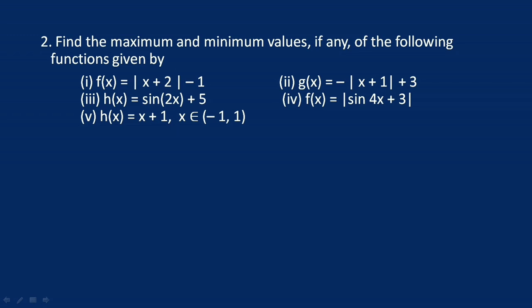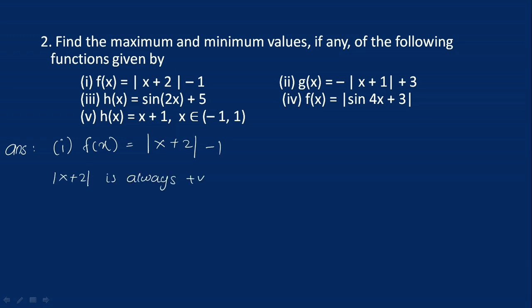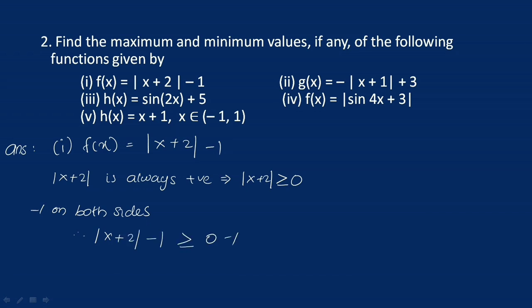minus 1 to 1. So we have the first question, that is f of x is equal to mod of (x plus 2) minus 1. We know that mod of (x plus 2) is always a positive quantity. So we can write mod of (x plus 2) is greater than or equal to 0. Now, in the next step, we will be adding minus 1 on both sides, that means on both LHS and RHS. That is mod of (x plus 2) minus 1 is greater than or equal to 0 minus 1.